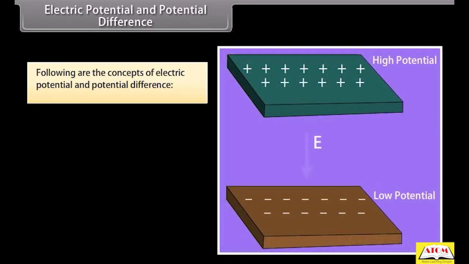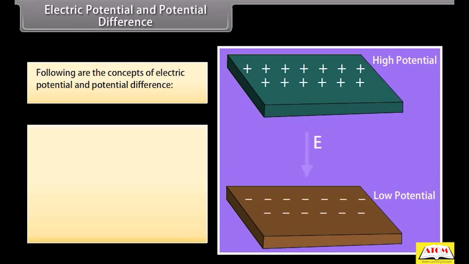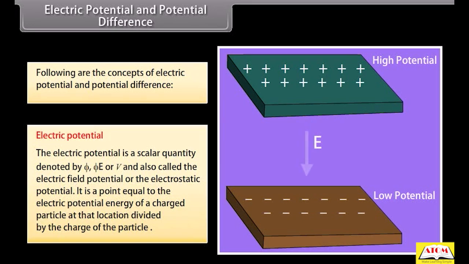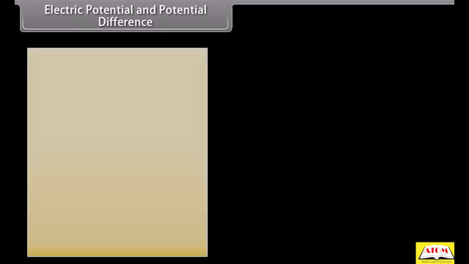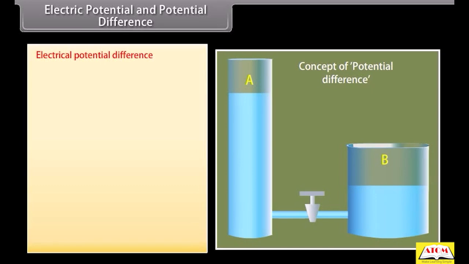Electric potential and potential difference. Let us look at the concepts of electric potential and potential difference. Electric potential is a scalar quantity denoted by E or V. It is at a point equal to the electric potential energy of a charged particle at the location divided by the charge of the particle. Electrical potential difference.